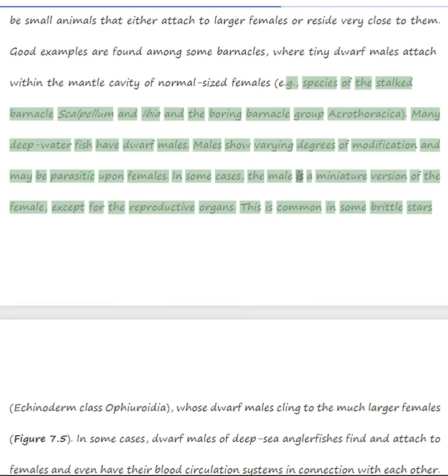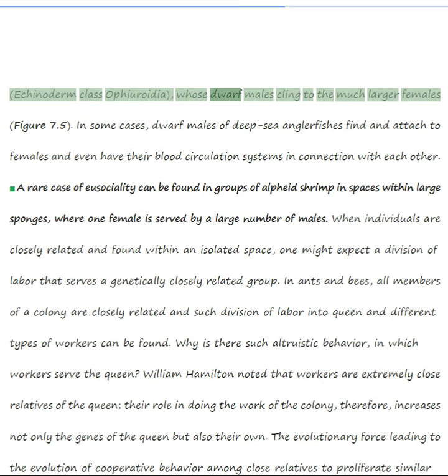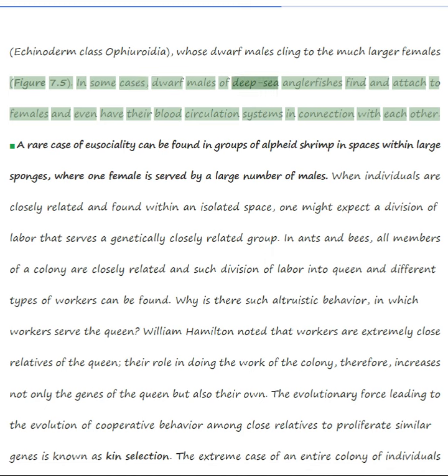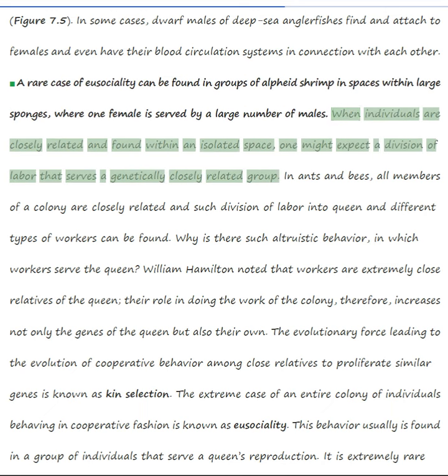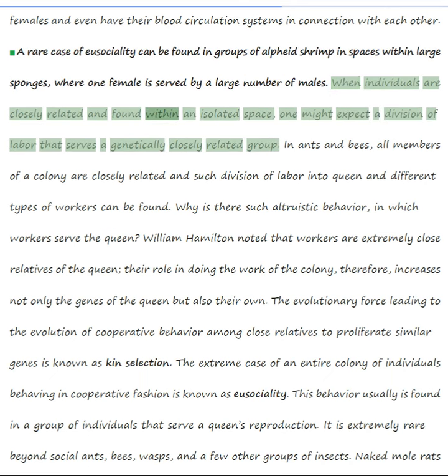Males show varying degrees of modification and may be parasitic upon females. In some cases, the male is a miniature version of the female, except for the reproductive organs. This is common in some brittle stars, whose dwarf males cling to the much larger females. In some cases, dwarf males of deep-sea anglerfishes find and attach to females and even have their blood circulation systems in connection with each other. A rare case of eusociality can be found in groups of alpheid shrimp in spaces within large sponges, where one female is served by a large number of males. When individuals are closely related and found within an isolated space, one might expect a division of labor that serves a genetically closely related group.